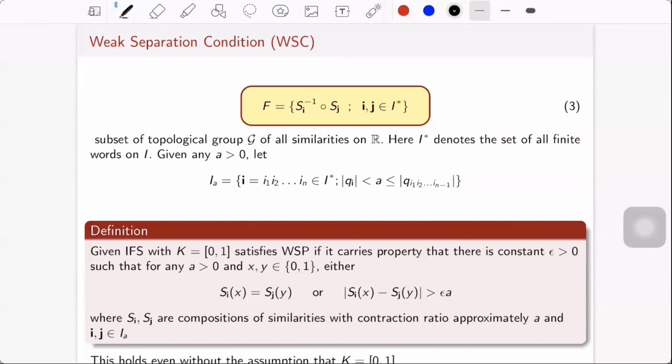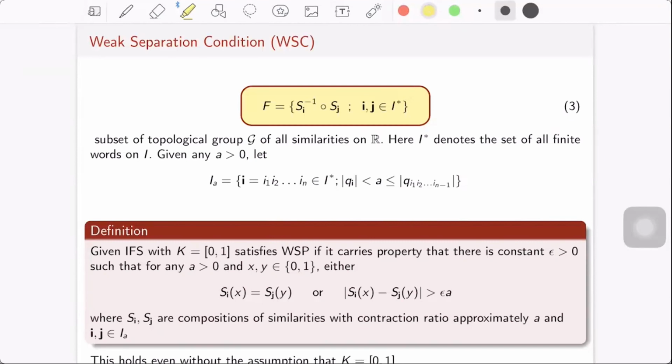A natural way to get a condition that is less restrictive than the open set condition is as follows. The open set condition holds if and only if the identity is not an accumulation point of the set of neighborhoods. This term was actually adopted from Lau and Ngai, who gave a definition which is very different, but it turns out to be similar to the definition which I have used.